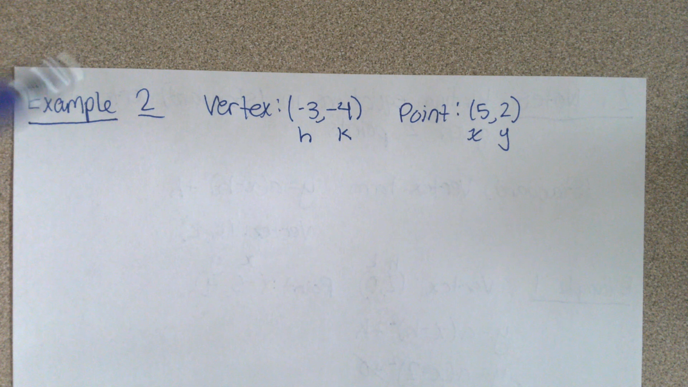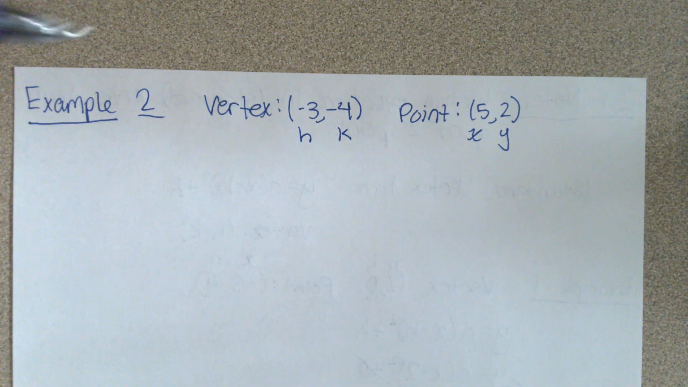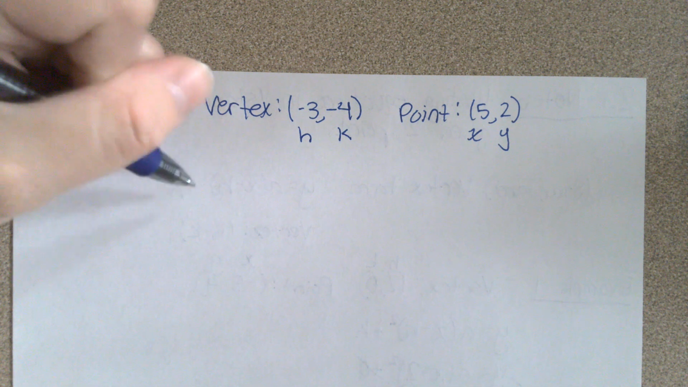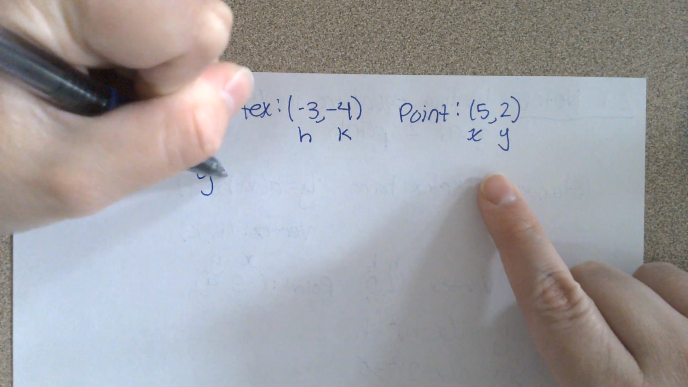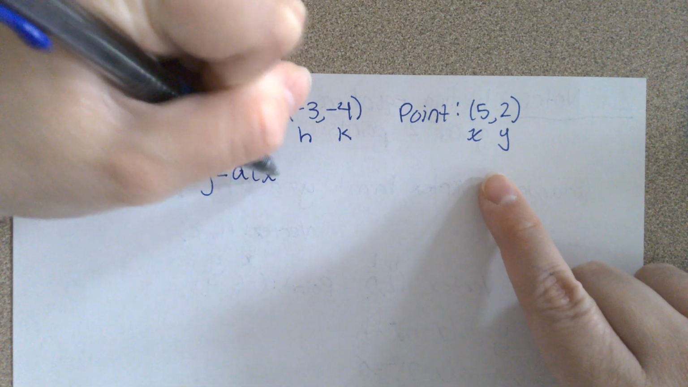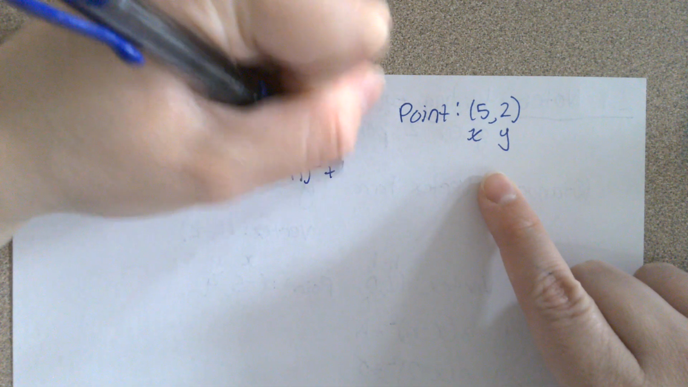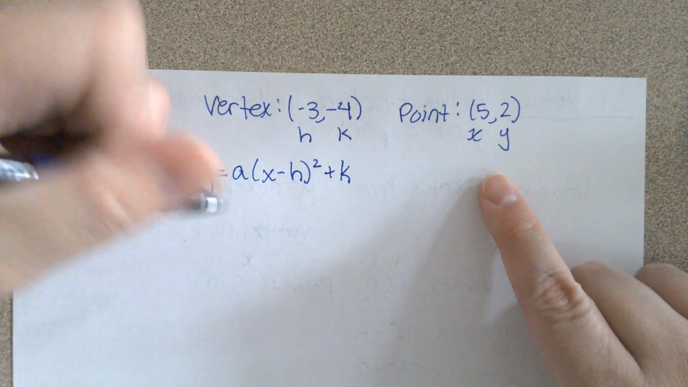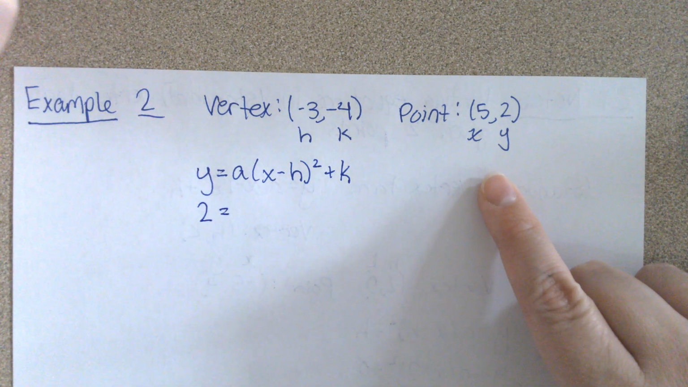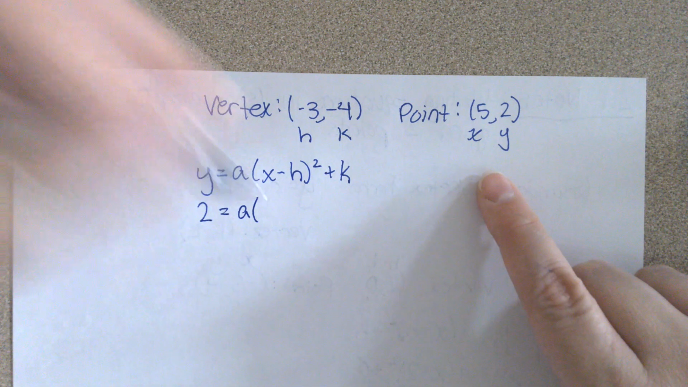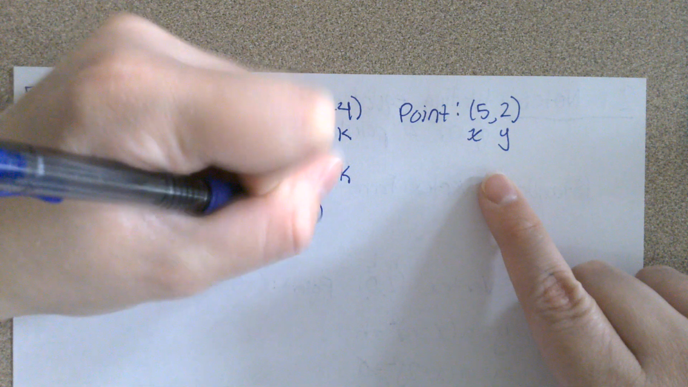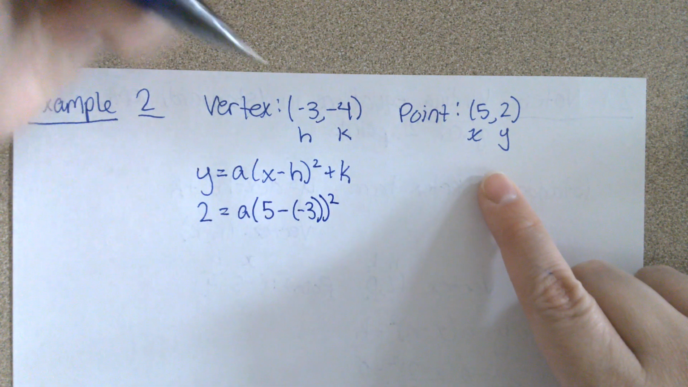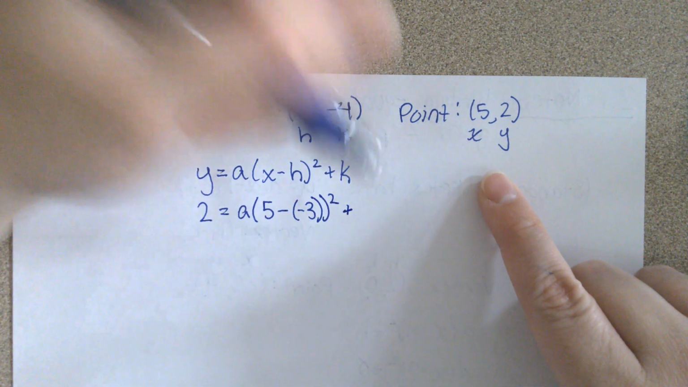Now that you understand the process a bit more, I'm going to straight up plug all of these in from the get-go and then solve for a and then put it all together. So we have, I'll write it out one good time, why not? y equals a times x minus h squared plus k, that's the original equation. y is 2, a we don't know, we're trying to find it. x is 5, h is -3, squared, plus k is -4.